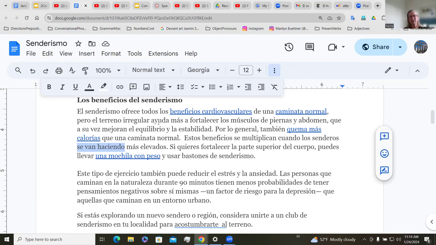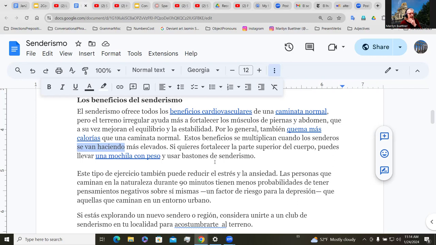Better than just estar would have been. So we're used to using estar with está haciendo, but va haciendo gives the idea of gradually as it goes along. Okay. Often you'll see va to indicate gradation. Yeah, because the trails are doing it, that it's incrementally going up. Okay. Es común, that's a common thing that you'll see.